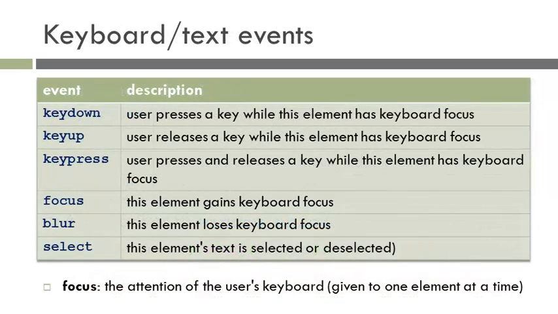Keyboard and text events happen when the user presses or releases a key, or when an element gains focus or the focus is lost. Focus on an element is when the user enters an element or it is selected. For instance, when a user enters a text box, that text box then has the focus. Blur is when the user leaves that element.